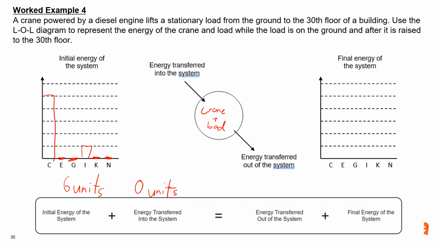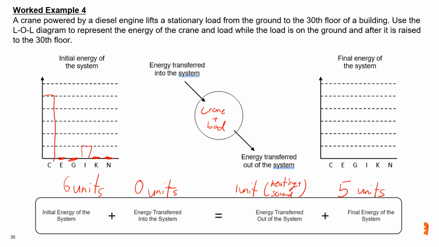So energy transferred out of the system. Maybe because the diesel engine is going to be very loud and very hot, we can say that there's 1 unit being transferred out via heating, because it is hot, and via mechanical waves or sound. So heating plus sound, maybe we say there's 1 unit. So what that means is the final energy must be 5 units left.